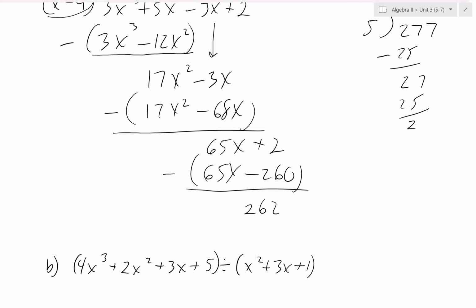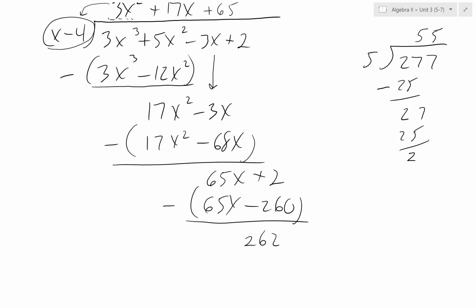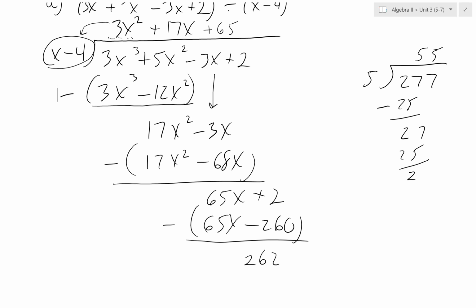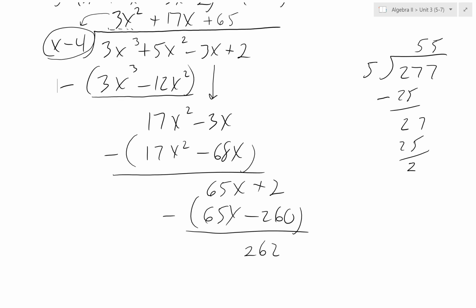Question, Adam? Yeah, so if it was x plus 4, then for, say, 65x minus 260, would it be 65x plus 260? If you had an x plus 4? Yes. But the whole rest of the problem would have been different also, but yes. You multiply whatever we put on top by this expression, x minus 4.